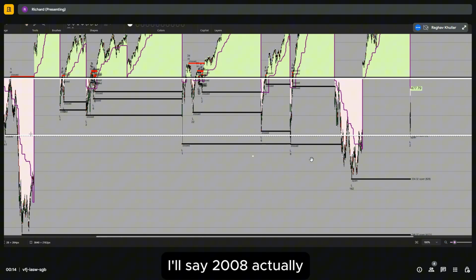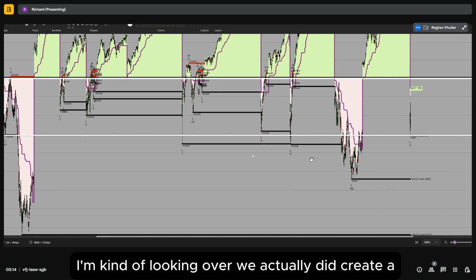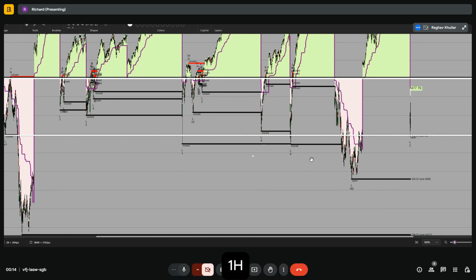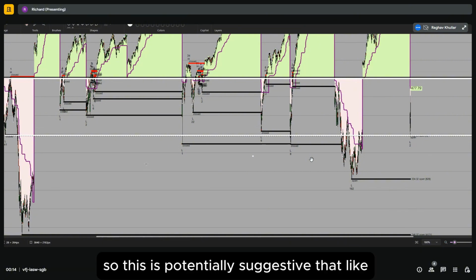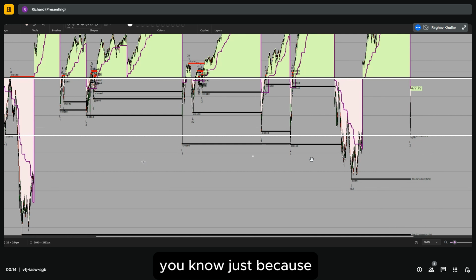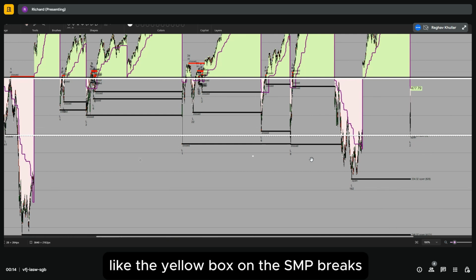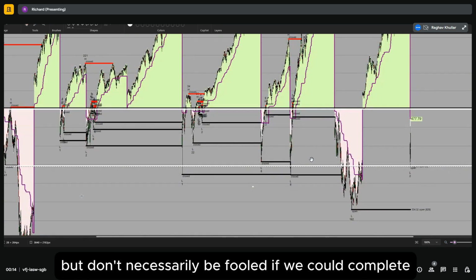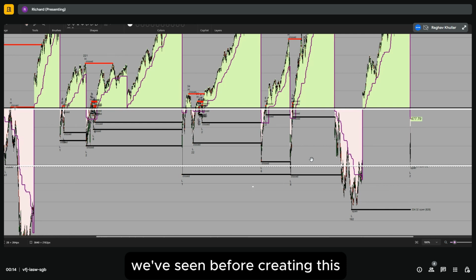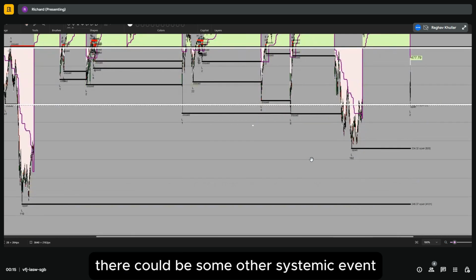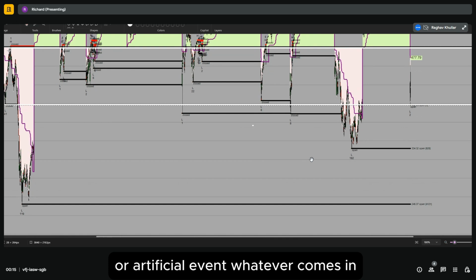I'll say 2008, actually, I'm looking over. We actually did create a 1H over this summer before entering this L sequence. So this is potentially suggestive that just because, for example, the yellow box on the S&P breaks, I'm not saying short all the way up. That's not the way to go about it, but don't necessarily be fooled if we could complete, like, a retrace of 75 to 90% of the pullback we've seen before creating this, because there could be some other systemic event or artificial event or whatever comes in.